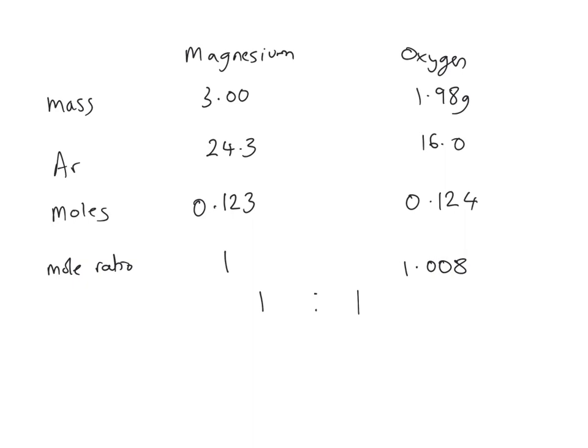And remember, the question was, what's the empirical formula? And that is MgO. There is one of each of them. And also remember that this is an ionic compound. We don't have to work out empirical formulas for molecules. So we've got a metal, magnesium, and a non-metal, oxygen.